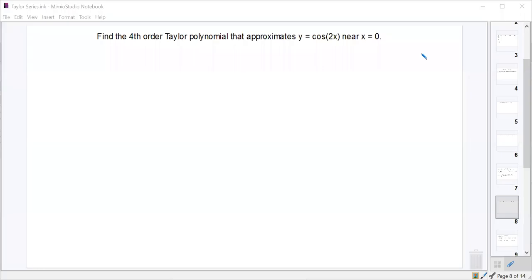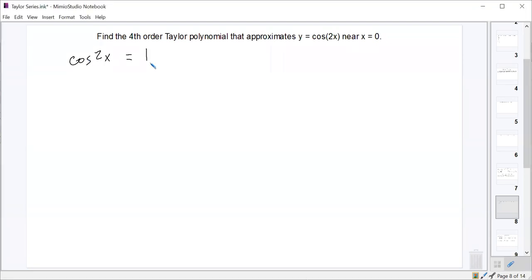Hopefully from yesterday, you remember how to make a Taylor polynomial given some function. For example, the function y equals cosine 2x. Oh, good. All right. So what should we do first? At cosine of 2x, what does x equal? X is 0.